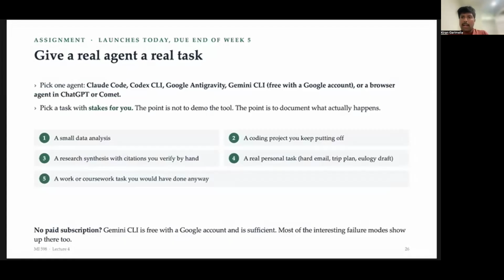Get Google Anti-Gravity, which is like their agentic interface. I'll show you some examples of interfaces for Codex and Claude Code. And then you pick a task that you are interested in. The idea is not just to show you a tool. It's general purpose, so you can do whatever you want, like a data analysis, a coding project, creating a website, a research synthesis, personal tasks, things like that. So you can try it out.